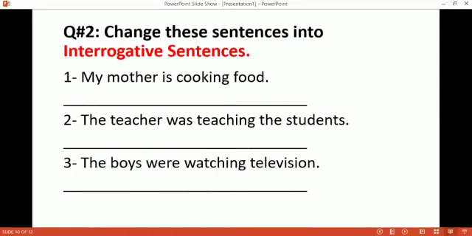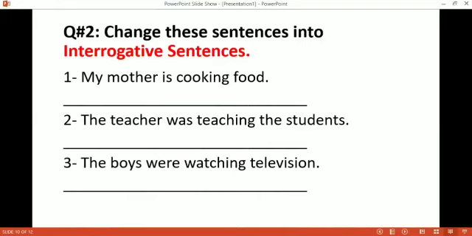Children, now our question number 2 is, change these sentences into interrogative sentences. In question number 1, we changed the simple sentence into negative sentences, and now we will change the simple sentence into interrogative sentence. What is the rule to change the simple sentence into interrogative sentence, students? Yes, the rule is, we will take out the helping verb which is used in the sentence, write it at the start of the sentence, and then put a question mark at the end.